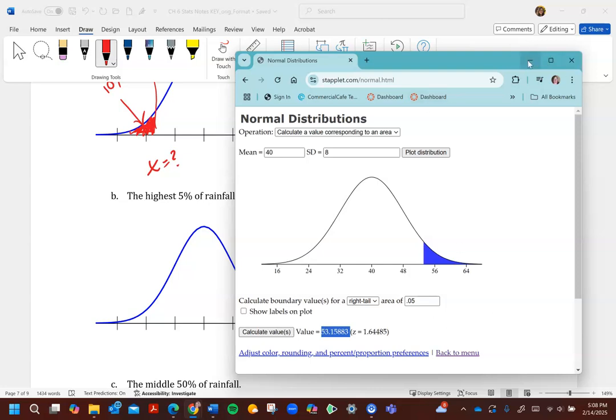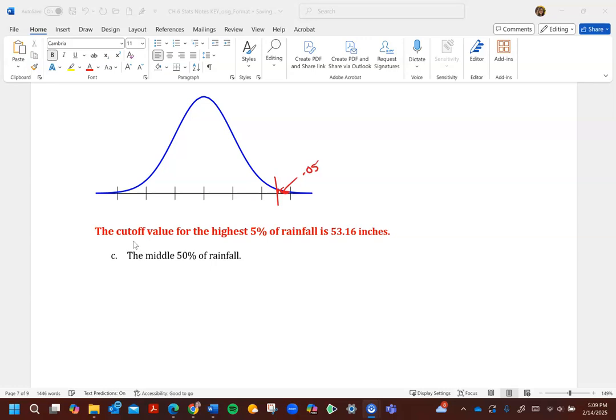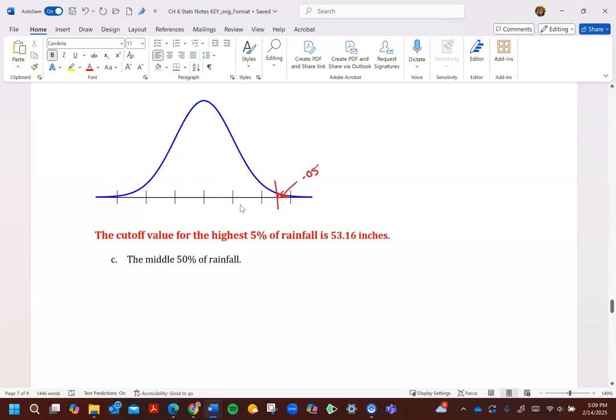So I'm just going to go ahead and copy that and write that for my answer. And I'm going to round off here. The cutoff value for the highest 5% of rainfall is 53.16 inches. And looking at our diagram, that sounds reasonable, because remember our mean is 40 and we know it should be to the right of that, right? If it's higher than the 50th percentile.